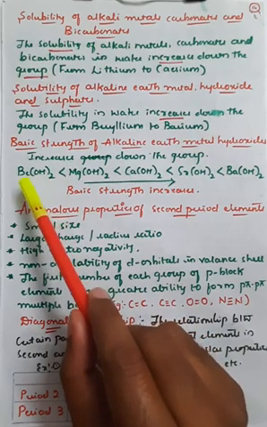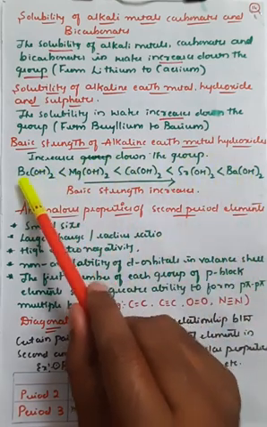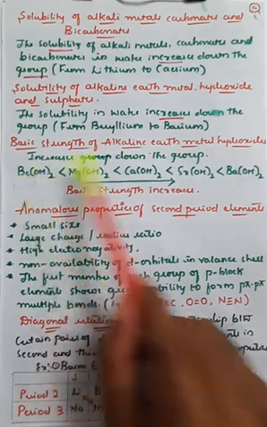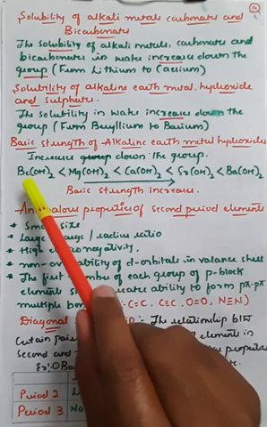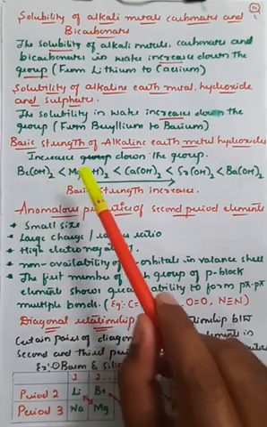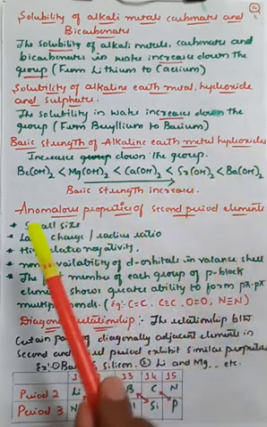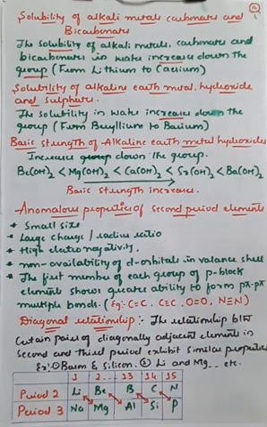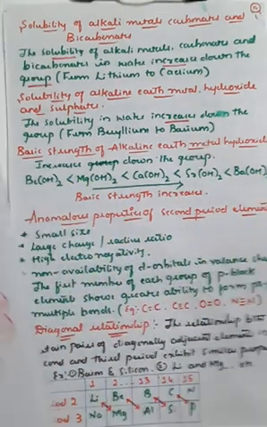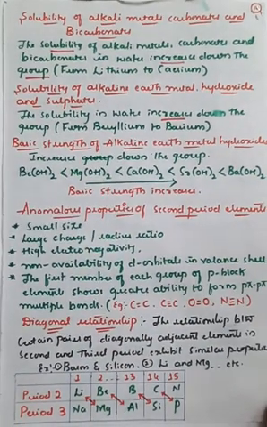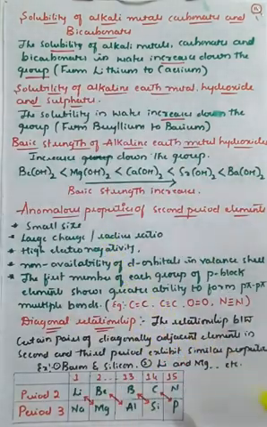So whenever you go from top to bottom in the periodic table, beryllium is the first element and barium is the last element in case of alkaline earth metals. Therefore, beryllium hydroxide has very little basic strength compared to barium hydroxide. So the basic strength goes on increasing as we come down from top to bottom in the periodic table.